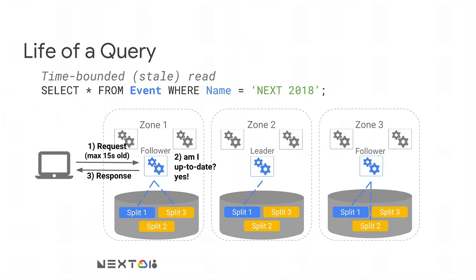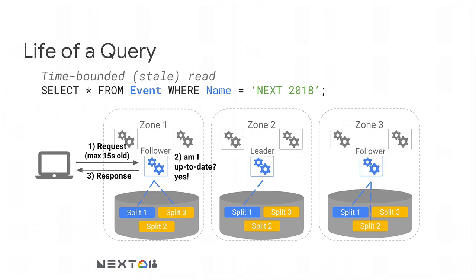All right, we have also another construct in Spanner which we use for optimization, especially if you use a global instance and you want to have fast response times. You can do something which is called time-bounded reads. Time-bounded reads are not strongly consistent. They are consistent, but they are not the latest ones, basically.